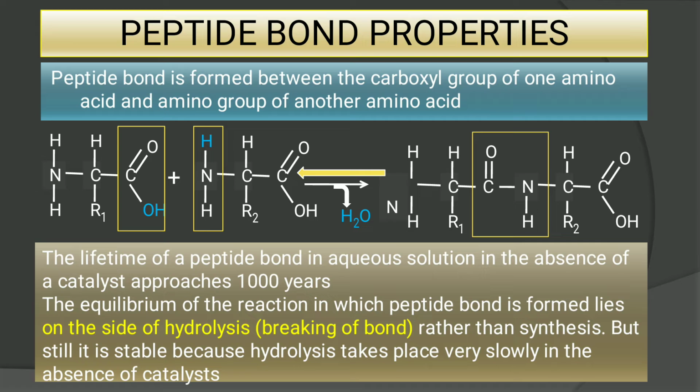The reason is that the stability of this peptide bond actually results from the fact that hydrolysis takes place very slowly in the absence of catalyst. So keep in mind that the equilibrium of the reaction in which the peptide bond is formed is actually towards the breaking of the peptide bond. Still, in this condition, the peptide bond is stable because hydrolysis takes place very slowly in the absence of catalyst. This particular point can be asked as a tricky question in competitive examinations.